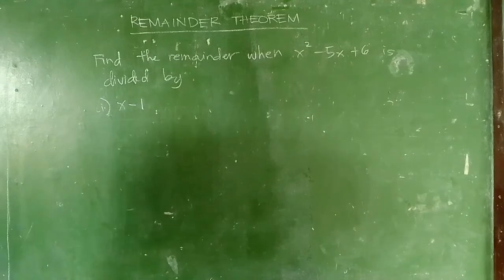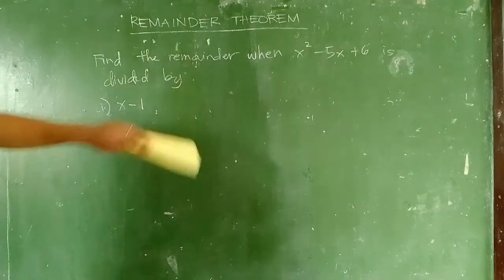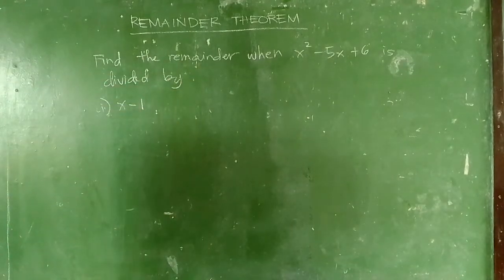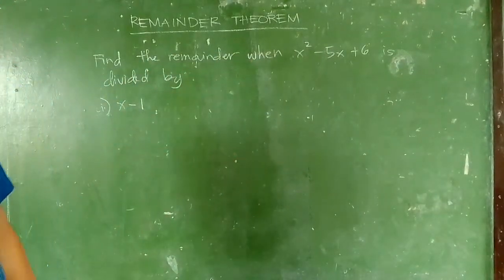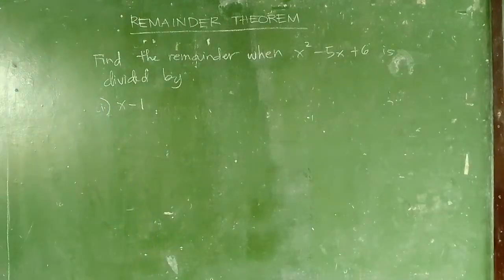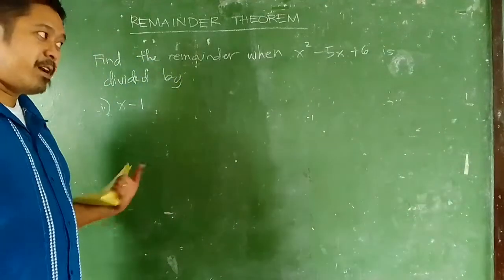Let's first consider this problem here. Let's find the remainder when x squared minus 5x plus 6 is divided by, let's first have letter A here, x squared minus 1. Now, there are several methods in finding the remainder of this.